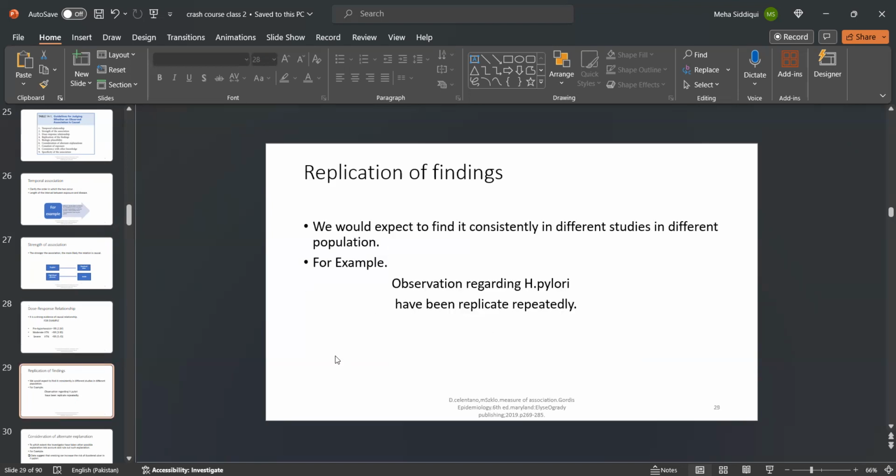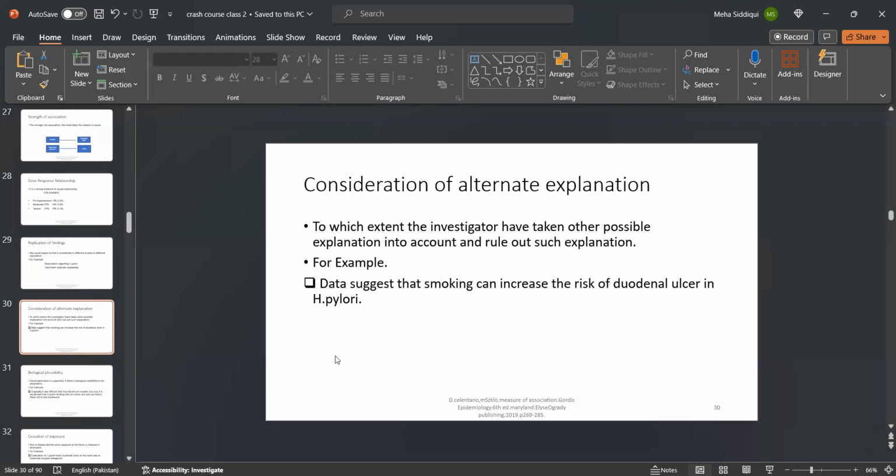Then the replication of findings. We would expect to find it consistently in different studies in different populations. For example, observations regarding H. pylori have been replicated repeatedly. Then consideration of alternate explanations: to what extent the investigators have taken other possible explanations into account and ruled them out. For example, data suggest that smoking can increase the risk of duodenal ulcer, and so can H. pylori. So here the alternate explanations are being considered.